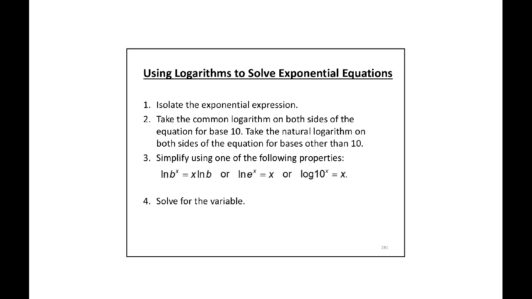Now, the third thing we'll do is simplify using one of the following properties. We have the power rule: natural log of b to the x equals x natural log of b. Or natural log of e to the x equals x, in that case, as it arises. Or log, the common log, of 10 to the x equals x. And last, we will solve the resulting equation.